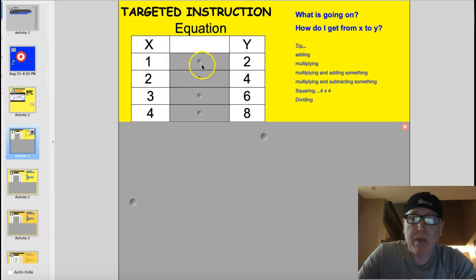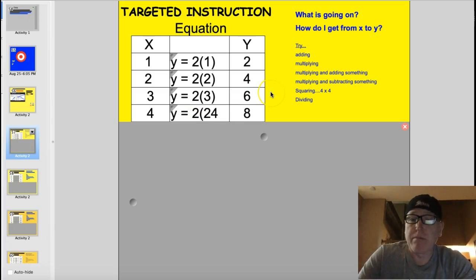So right away, I'm thinking 1 plus 1 is 2. 2 plus 1 is not 4. Okay, so let me try multiplying. 1 times 2 is 2. 2 times 2 is 4. 3 times 2 is 6. 4 times 2 is 8. And right away, I am able to complete that. Now you're done, right? Well, that was last target, 1.10c. This target is writing the two-variable equation.